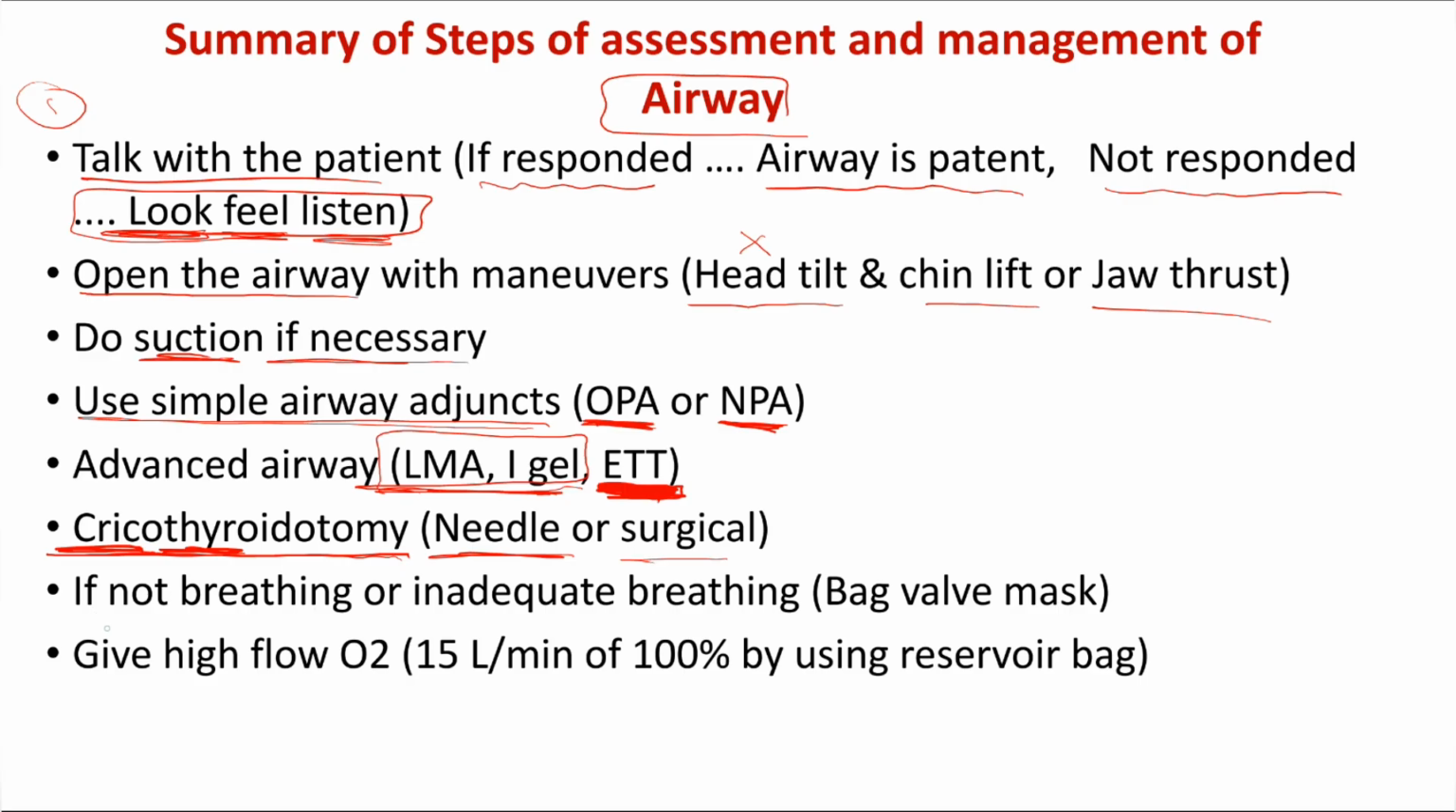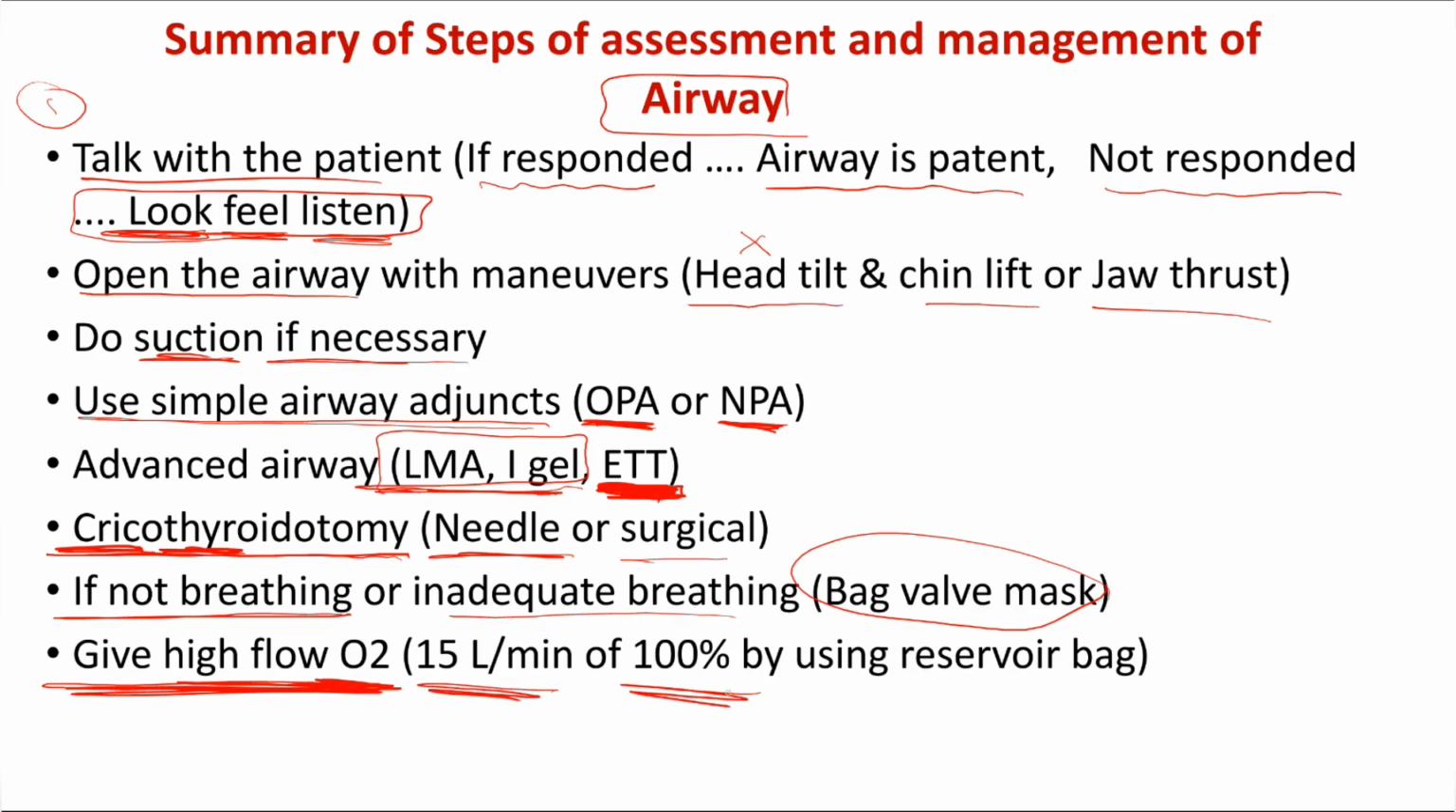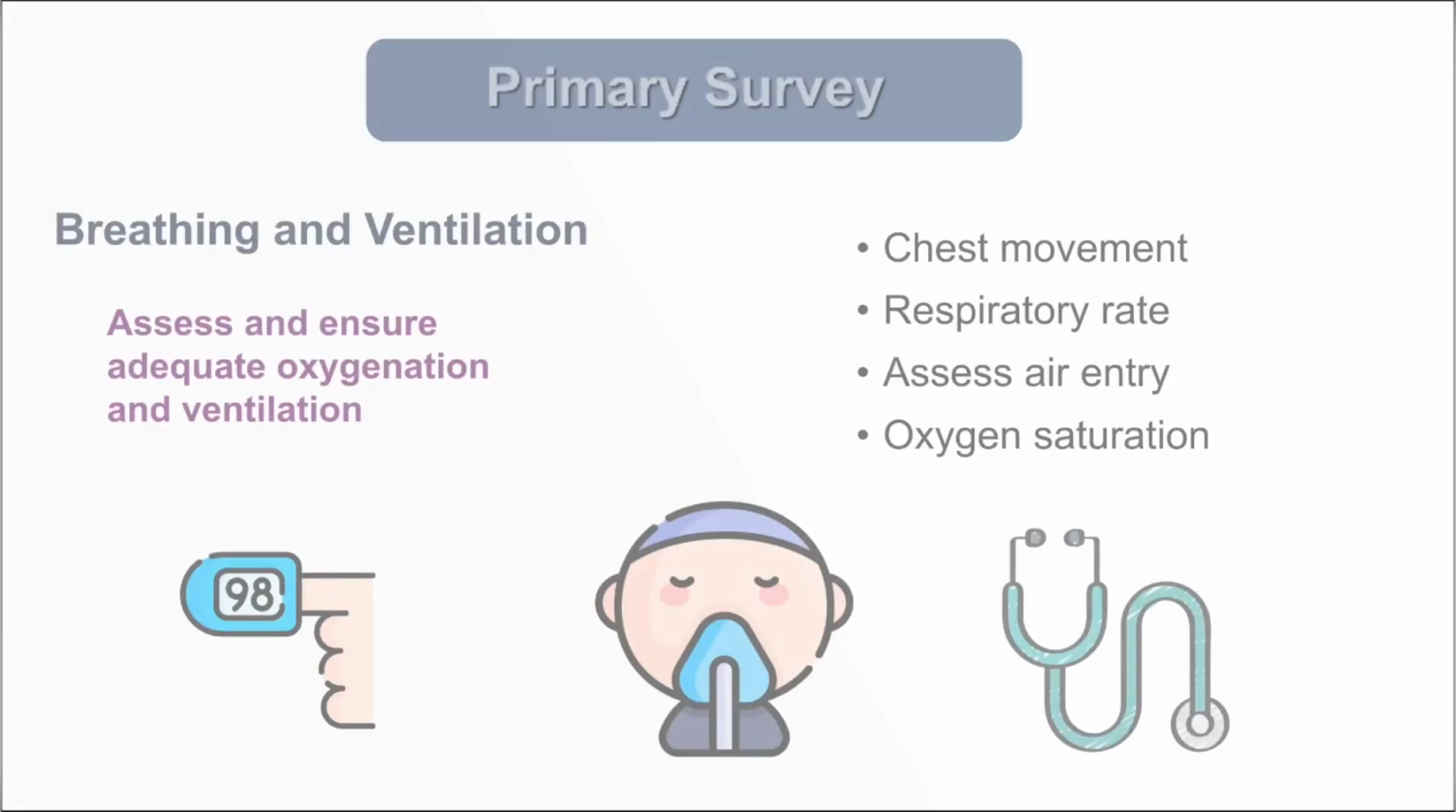oxygen. If the patient is not breathing or has inadequate breathing, you have to use bag valve mask, also called ambu bag. It's also important not to forget to provide oxygen to any patient who is hypoxemic. So give 15 liters per minute, 100% by using reservoir mask, whether with the ambu bag or with the simple face mask.